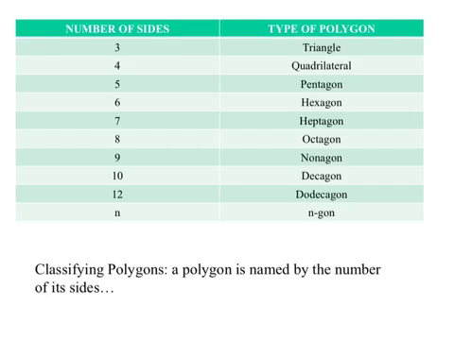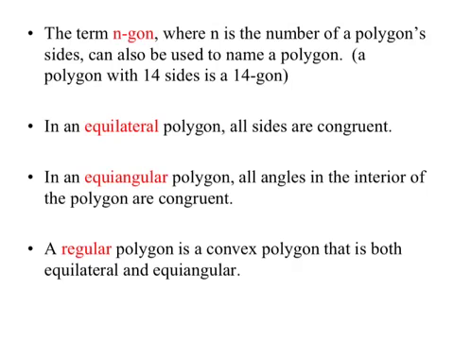Go ahead and push pause and write these down, get them in your notes, and I'll move on. I have number of sides. These are all the number of sides of your polygon. 3 sides is a triangle, 9 sides is a nonagon, n sides is an n-gon. When it gets too big, you just name it. The term n-gon, where n is the number of a polygon's sides, can be used to name a polygon. For example, a polygon with 14 sides is a 14-gon.